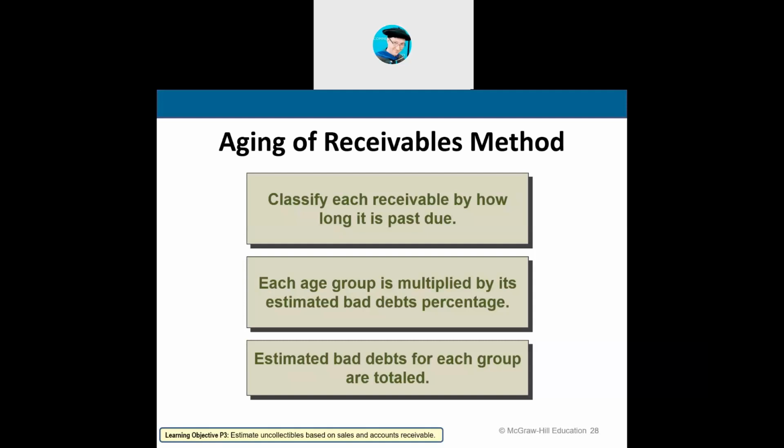So 0 to 30 means it's within 30 days past due. 31 to 60 means the receivable is 31 to 60 days past due. 61 to 90, it's 61 days to 90 days past due. Right? These are the categories. We group them and multiply by the estimated bad debt percentage to give us the estimated bad debt for each age group. We estimate the total bad debt expense by adding all of those together.